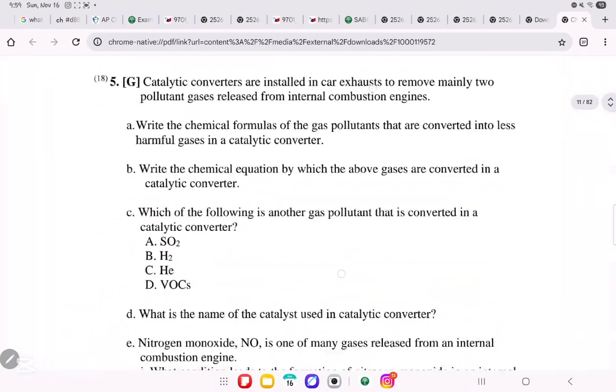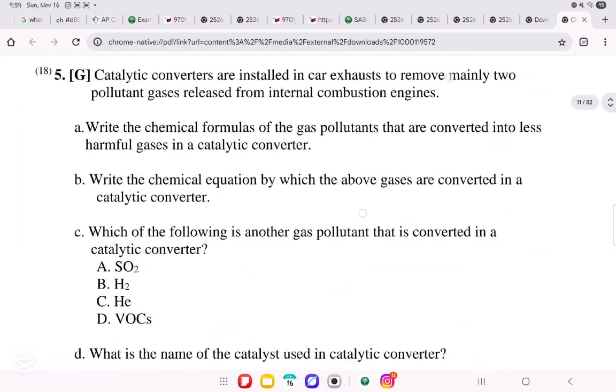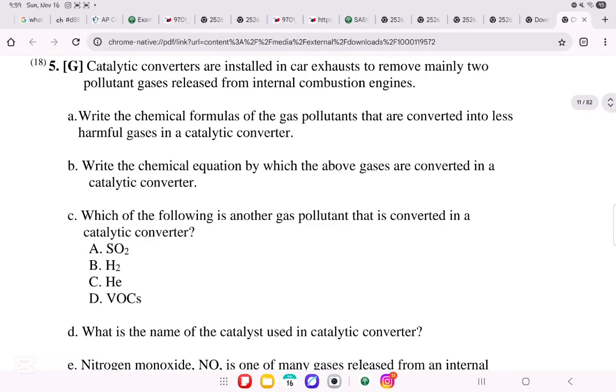What does it say in question number 5? Catalytic converters are installed in car exhaust to remove mainly 2 pollutant gases released from internal combustion engines. Write the chemical formulas of the gas pollutants that are converted into less harmful gases in a catalytic converter. So we have some pollutants that are converted into less harmful gases, and they are mainly nitrogen monoxide and carbon monoxide. Write the chemical equation by which the above gases are converted.